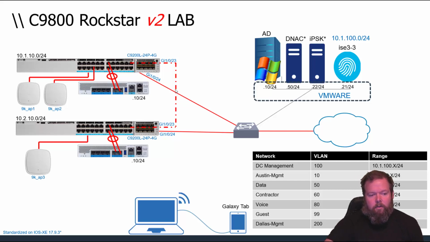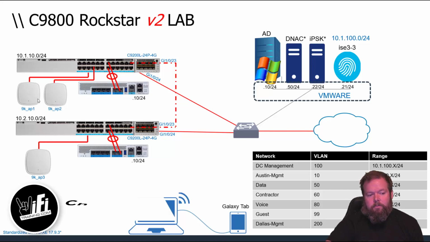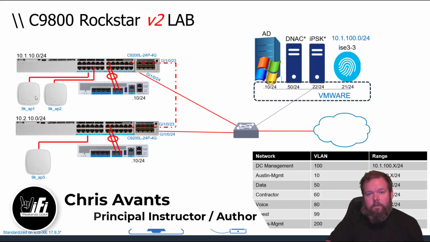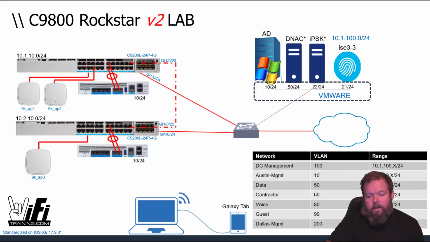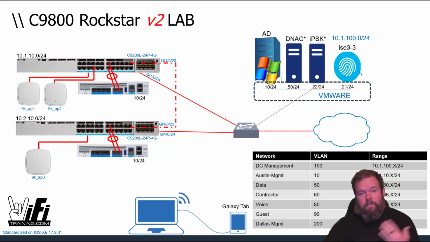So we've got this controller here. Again, it is running the Cupertino code 17.9.3. And we've got these two access points registered. One is a 9120, and the other one is the 9136 with 6 gigahertz connectivity. We basically have the controller stood up. We've got the switch stood up. We've got these IP ranges configured on the switch for DHCP and AD and ISE integrated. But we're really focusing step by step on our policy profiles and our WLAN profiles. That's the goal of this particular lesson.